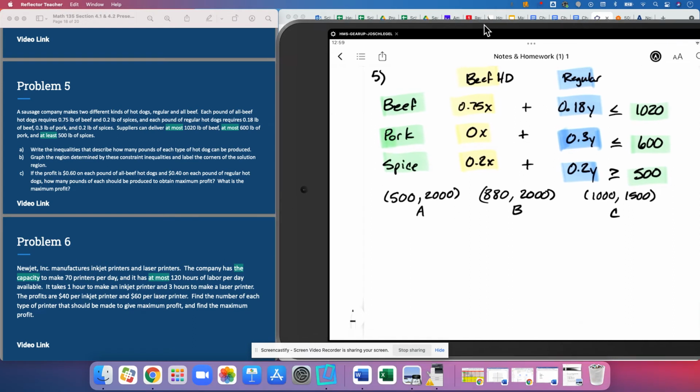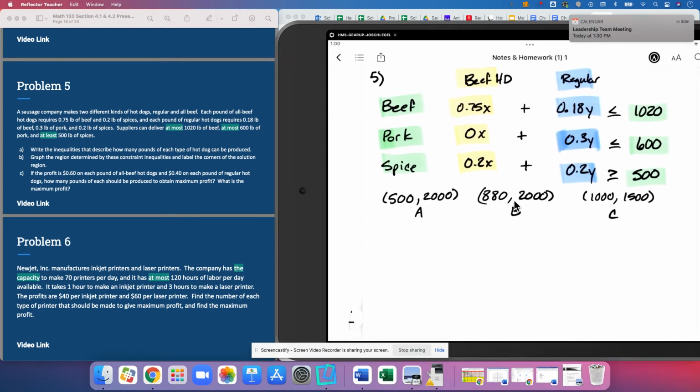And what we are seeing here, everyone, is these are the 3 options that maximize the use of the resources that we have available: the pork, the beef, and the spices. At each of these points, we've created as much of something as we can using the resources that we have available. We are hoping to make as much money as possible. And again, from this problem, we can see that the profit is 60 cents on each pound of all beef hot dogs and 40 cents on each pound of regular hot dogs.